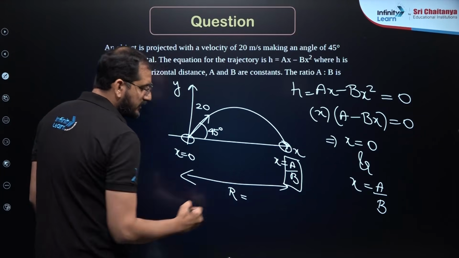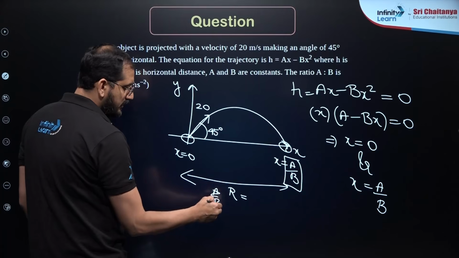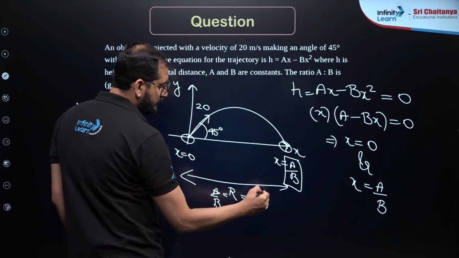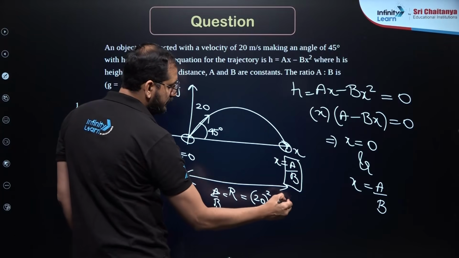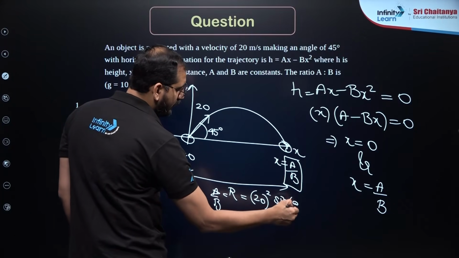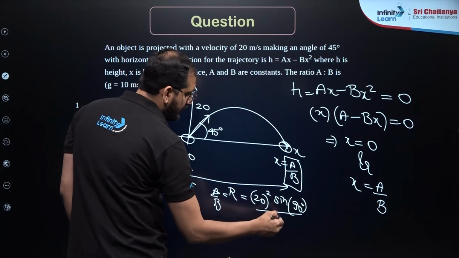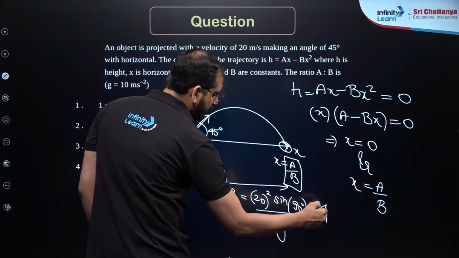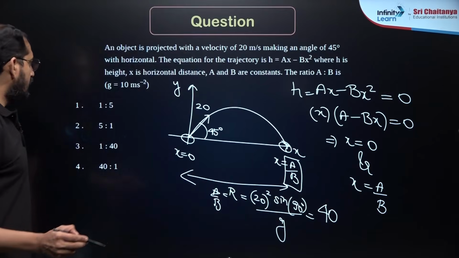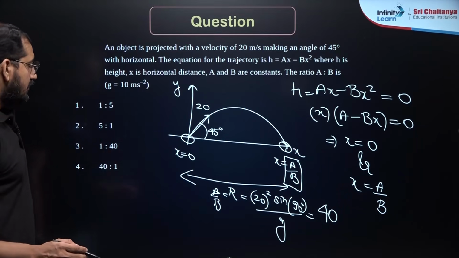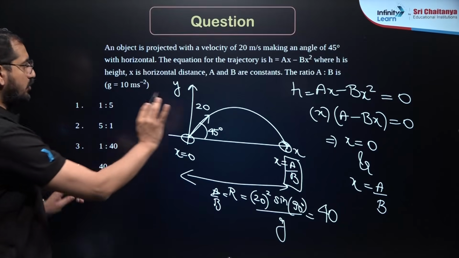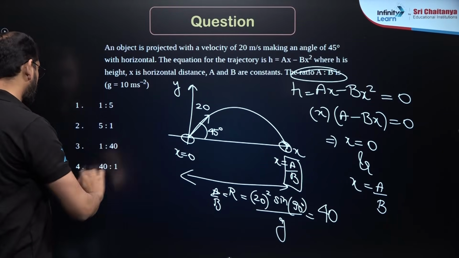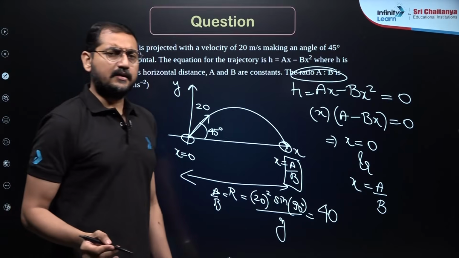What is the formula for the range? Okay, a by b is the same as the range. What is the formula for range? U square into sine of 2 theta, meaning 2 into 45 is 90, divided by g. 400 divided by 10 will be 40. So 40 is going to be your range. The question is asking me to calculate the ratio A to B, meaning it is directly asking the range. So option 4 is going to be my correct answer.